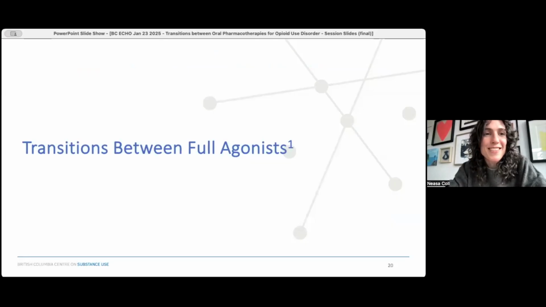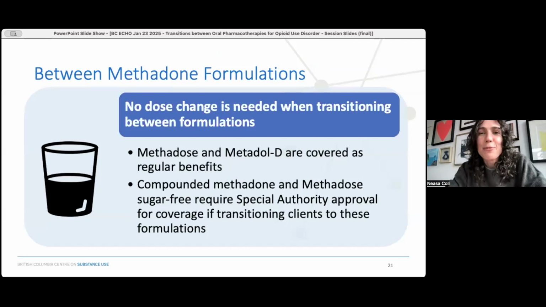Now, the simple transitions that just involve some math. Sorry, no math yet. We're between methadone formulations. So just a reminder that in British Columbia, we have methadose and Metadol D, which are covered as regular benefits. And there is no dose change needed when transitioning between formulations. We can also access compounded methadone and methadose sugar-free, which do require special authority and trials of the other two medications, methadose or Metadol D, before a client can access these.